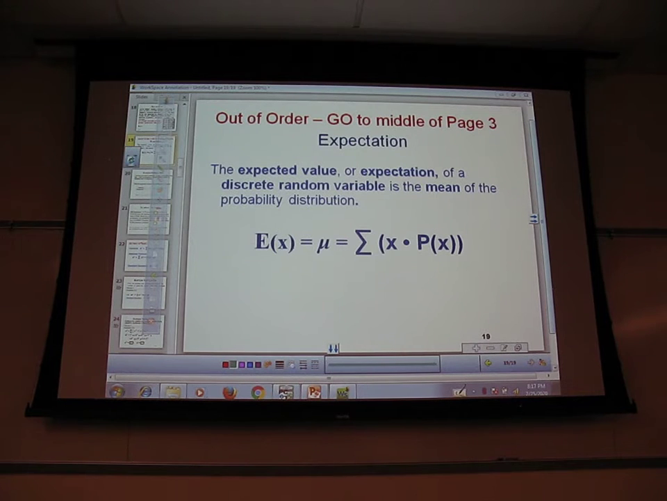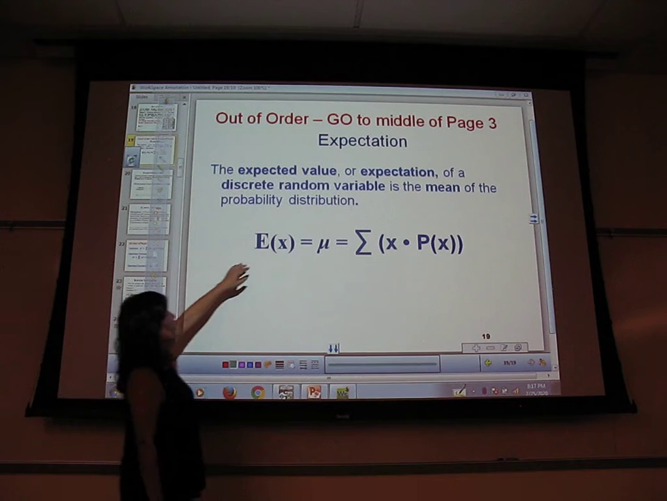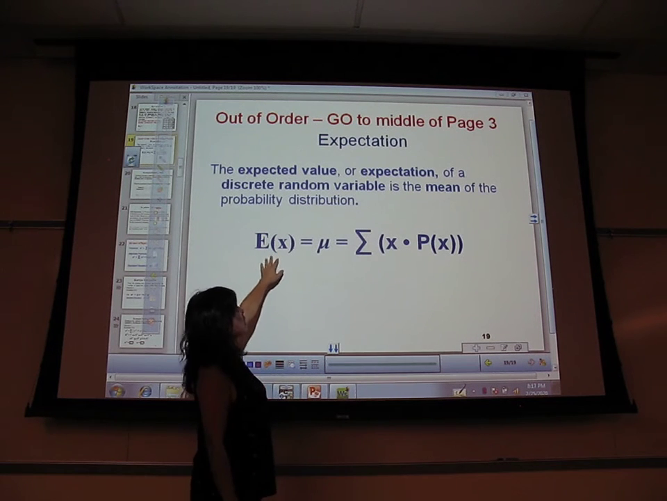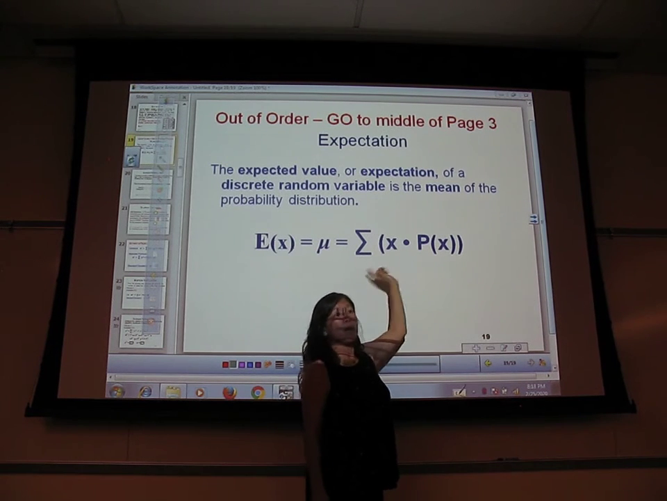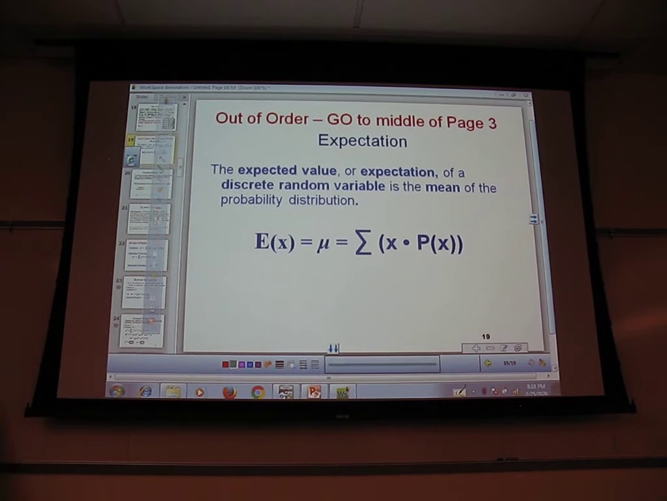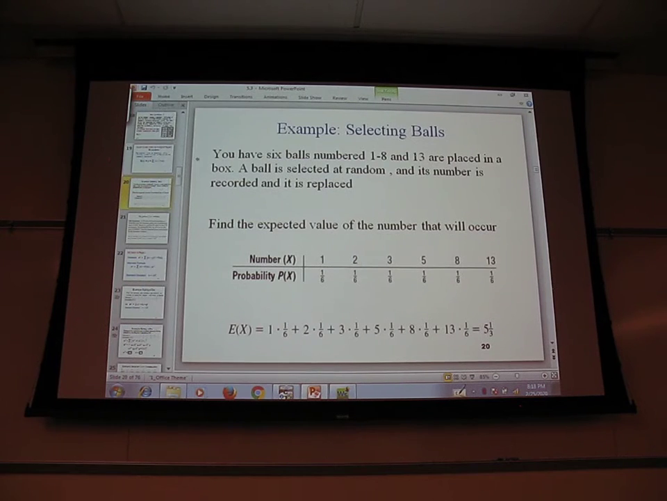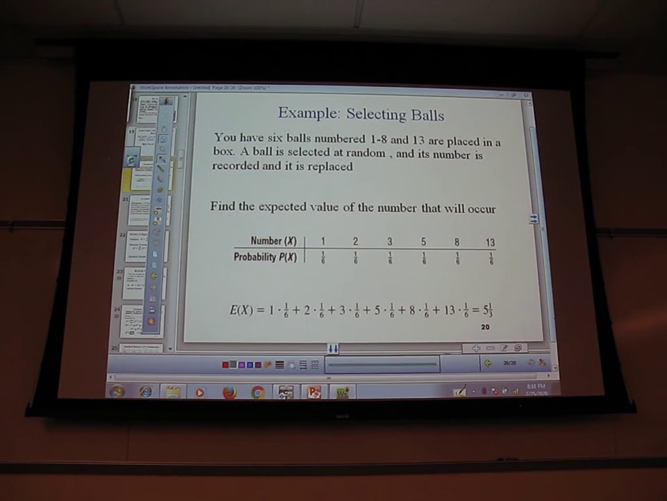Okay, so here we have, again, our expected value is the same as the mean. How do you find that? You take every x value, multiply by its probability, and then you add them up. So here is an example. Say we had, why am I reading? Sterling, read. You have 6 balls, numbered 1 to 8, and 13 are placed in a box. A ball is selected at random, and its number is recorded, and it is replaced. Find the expected value of the number that will occur.